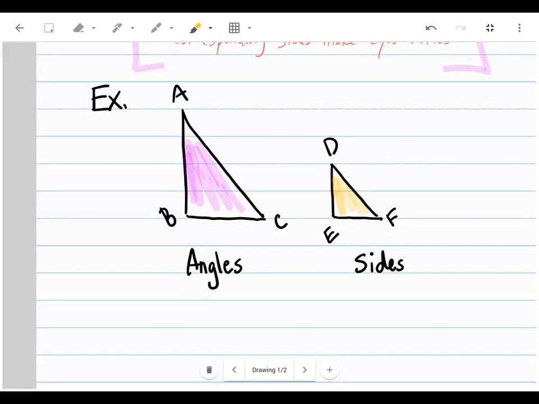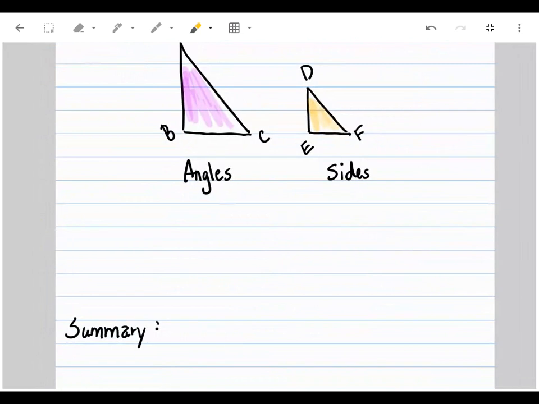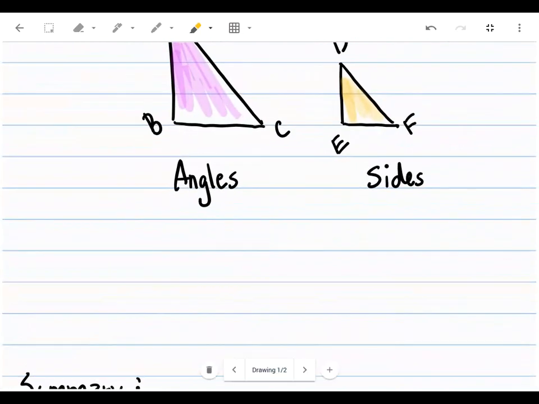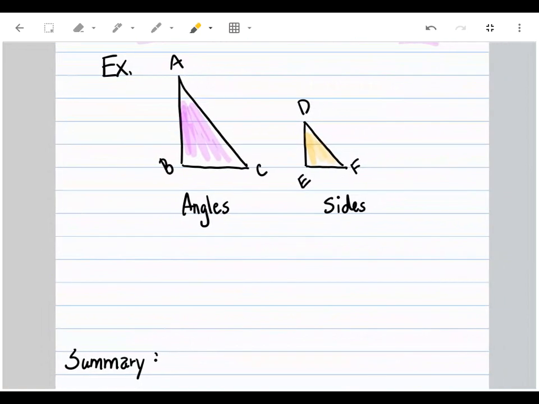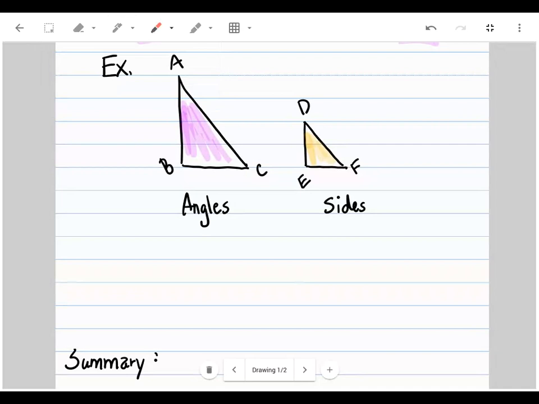Okay, so again, the key parts will be that if they're similar, corresponding angles are congruent, and corresponding sides make equal ratios. So we're going to start with the angles down here, and we're going to match up angles that correspond and kind of eyeball it, just make a visual observation about whether they actually look congruent or not. So first I'm going to start with angle A, and I want you to take a look over here at the small triangle. Which angle seems to correspond to A? Well, that'll be angle D.